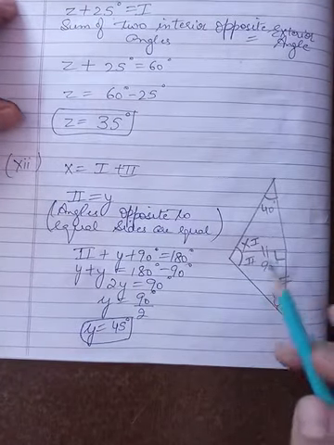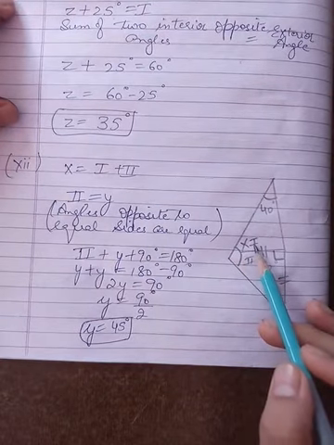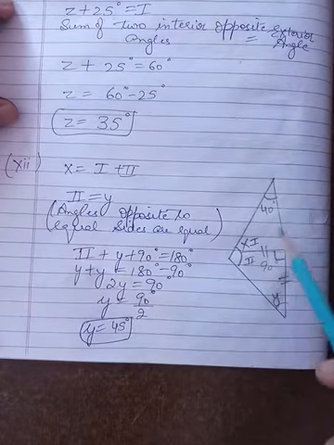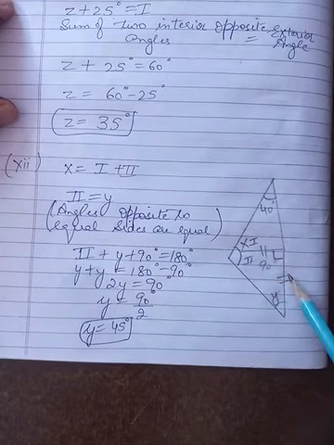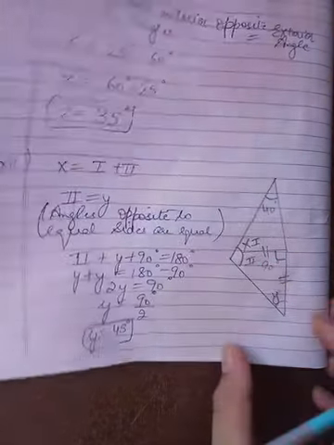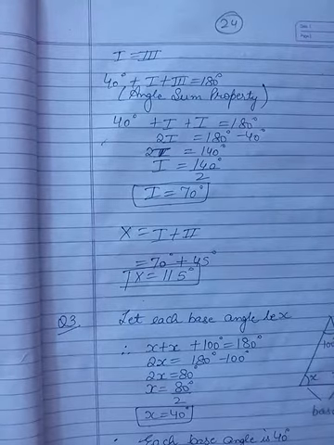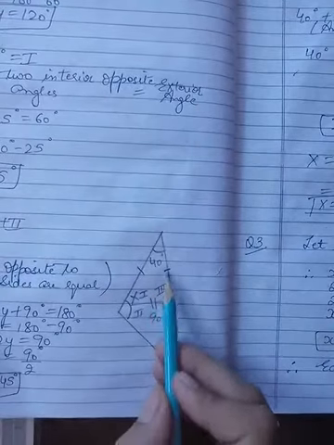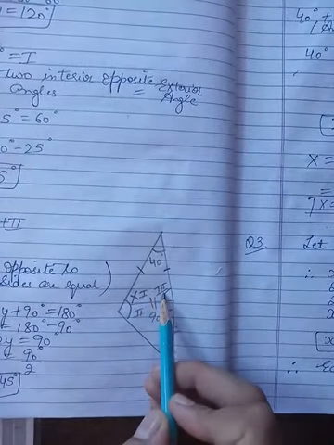Then move to here. To find this value of angle 1, we will use the exterior angle property. 40 plus angle 1 is equal to 90 degrees. Then your angle 1 will become 50 degrees. To find the value of angle 1 in this question, these sides are equal. Again we will say angle 1 is equal to angle 3.